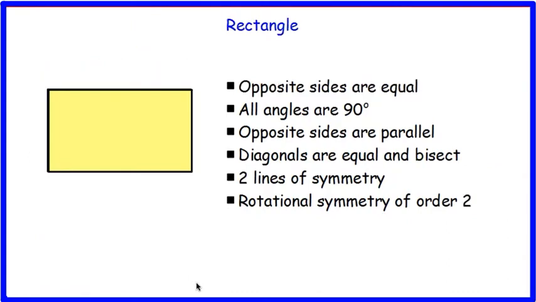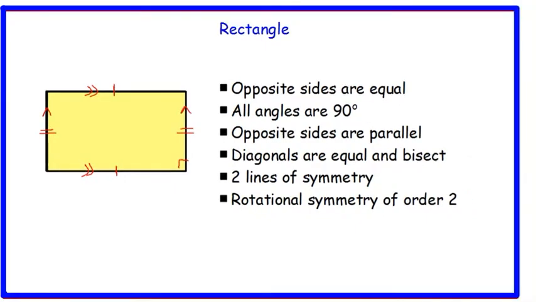The rectangle, so very similar. Opposite sides are equal, so that one is equal to that one. Those two are equal. All angles are 90 degrees. Opposite sides, yet again, are parallel. Diagonals are equal and bisect. So here there is no mention of 90 degrees, and you can see that one's acute and one's obtuse.